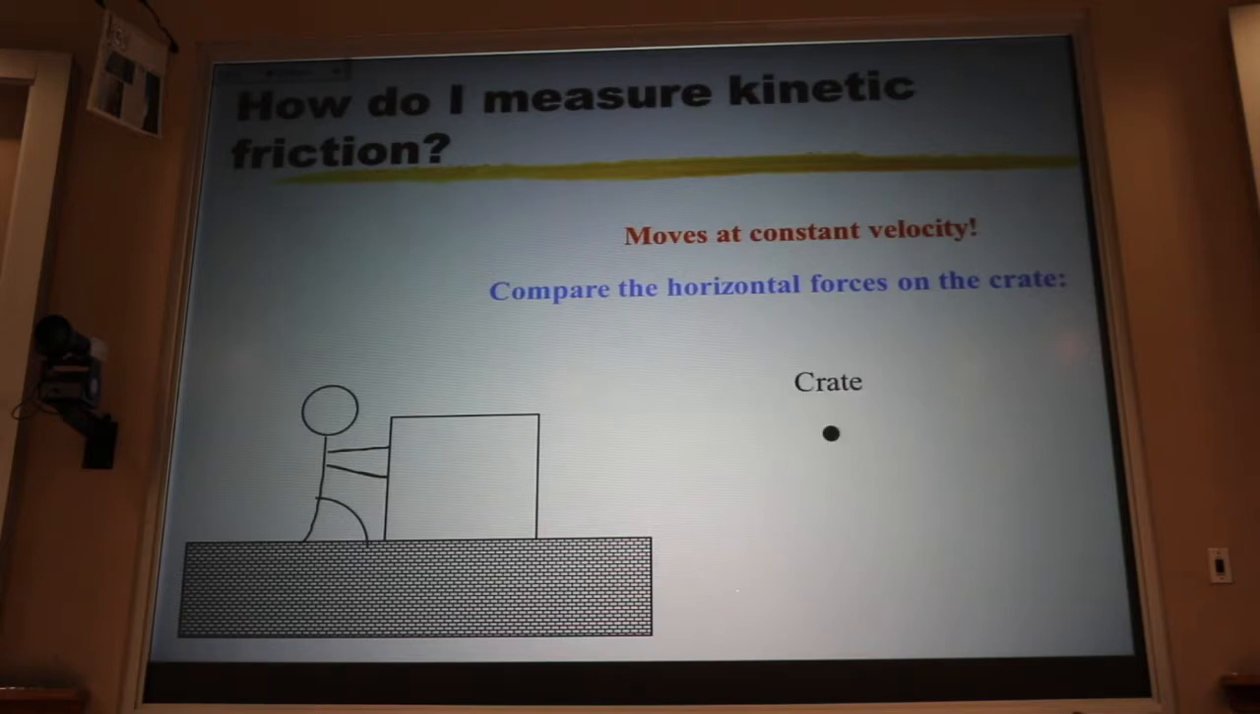If I draw the horizontal forces on the crate, I'm pushing on the crate, and the friction force is impeding the motion. And I put the force by me as greater because it's moving to the right.